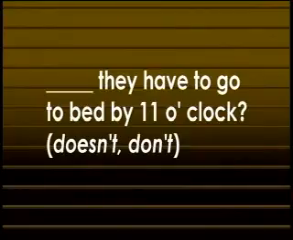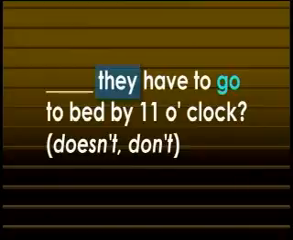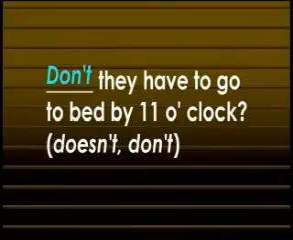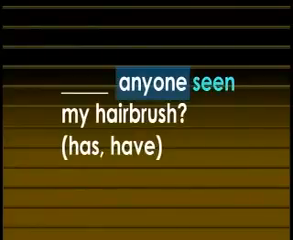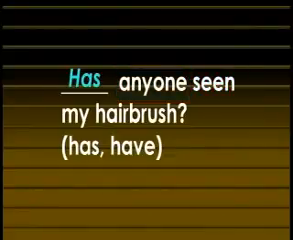Number 5. Dash, they have to go to bed by 11 o'clock. They is a plural pronoun. Go is the verb. So the correct auxiliary verb to use would be don't. Don't they have to go to bed by 11 o'clock? Number 6. Dash, anyone seen my hairbrush? Anyone is singular. The verb is seen. The correct auxiliary verb would be has. Has anyone seen my hairbrush?